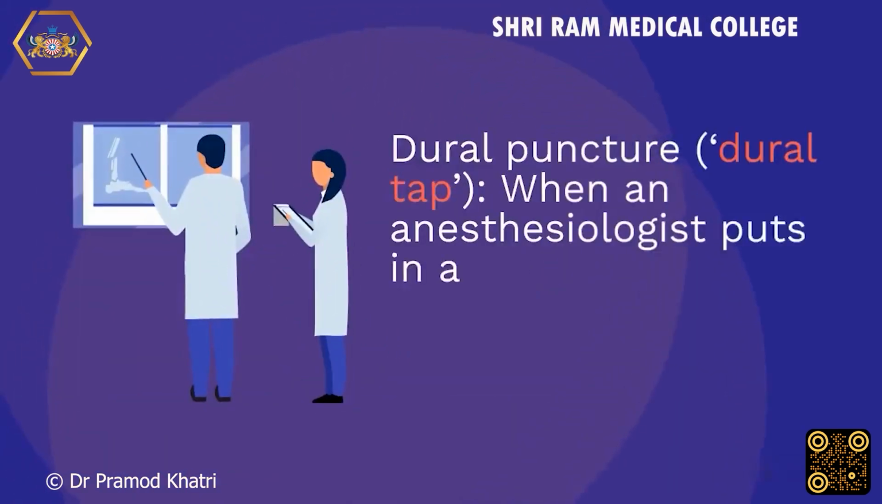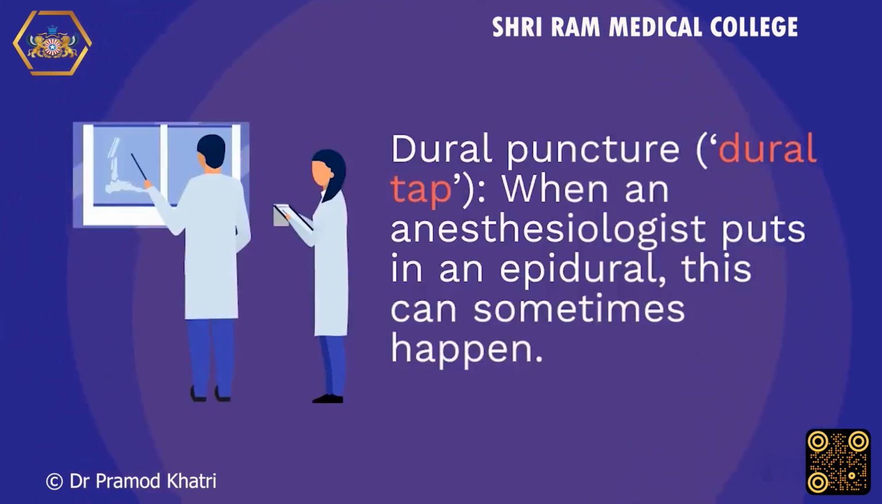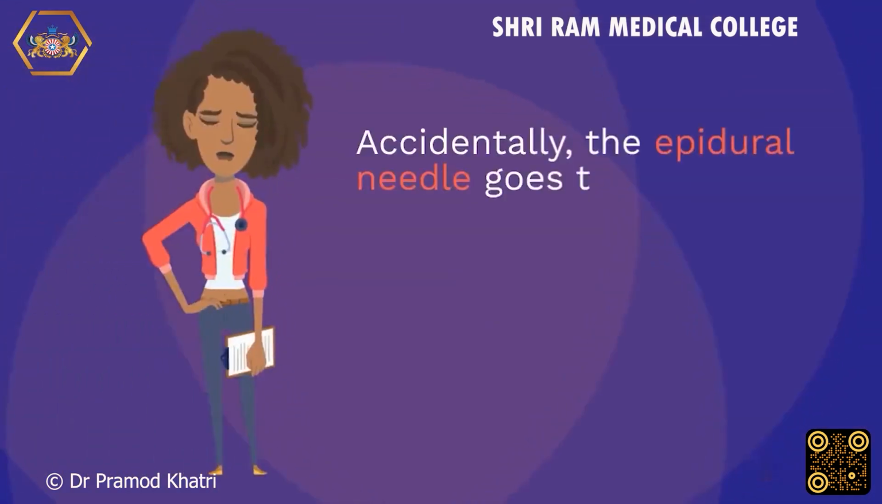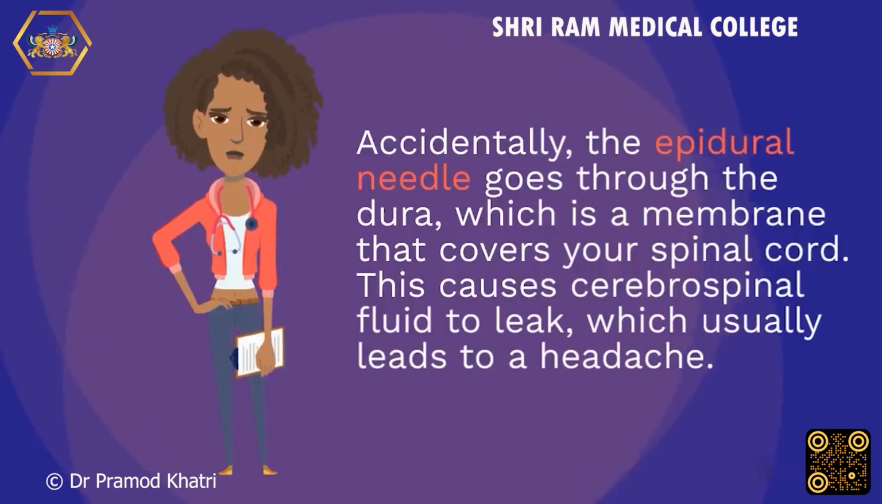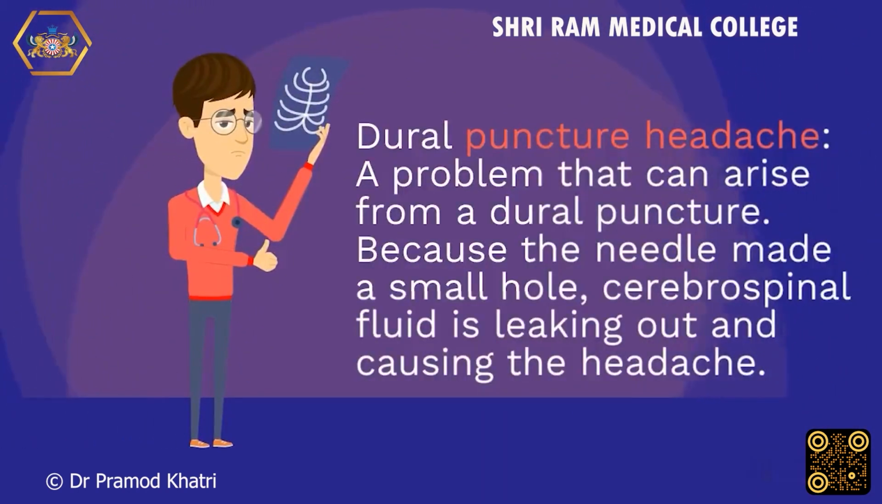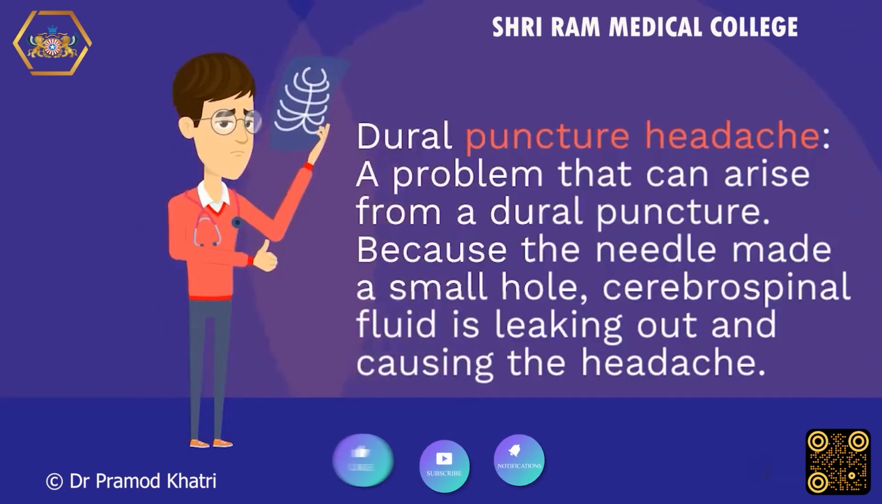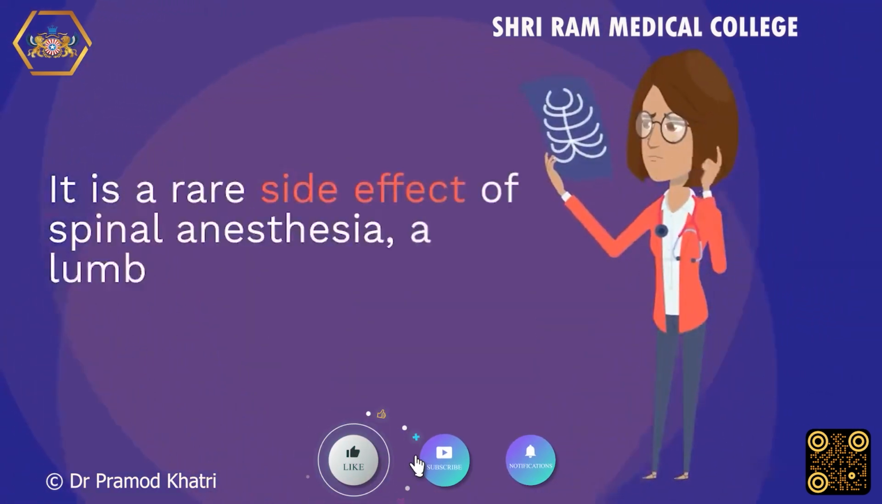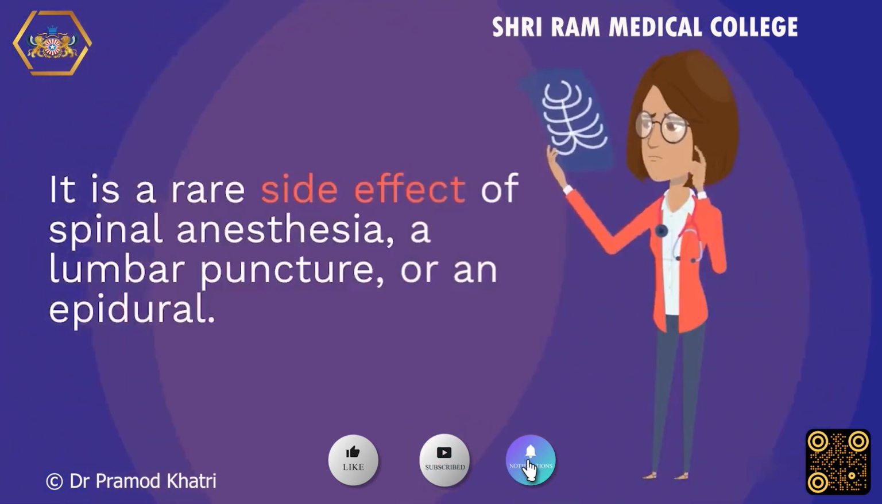Dural puncture, dural tap. When an anesthesiologist puts in an epidural, this can sometimes happen. Accidentally, the epidural needle goes through the dura, which is a membrane that covers your spinal cord. This causes cerebrospinal fluid to leak, which usually leads to a headache. Dural puncture headache, a problem that can arise from a dural puncture. Because the needle made a small hole, cerebrospinal fluid is leaking out and causing the headache. It is a rare side effect of spinal anesthesia, a lumbar puncture, or an epidural.